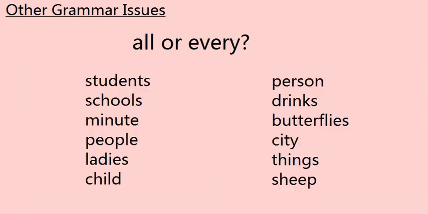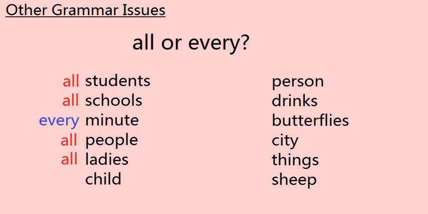Now we're going to have a look at some examples. Here are some nouns. Do we use all or every? Is it all students or every students? All students. All schools or every schools? All schools. All minute or every minute? Every minute. All people or every people? Tricky one this. All people. People is a plural.